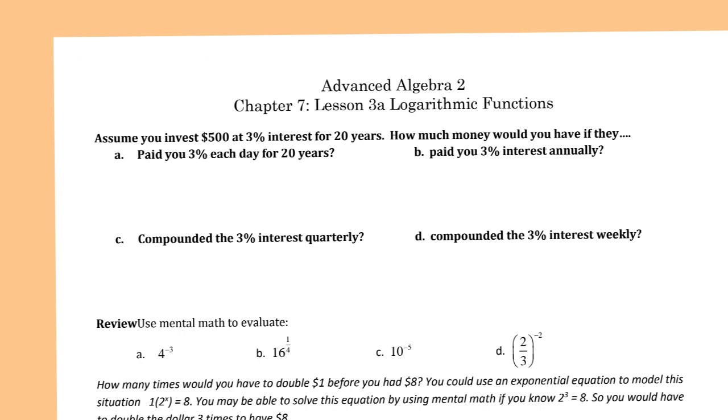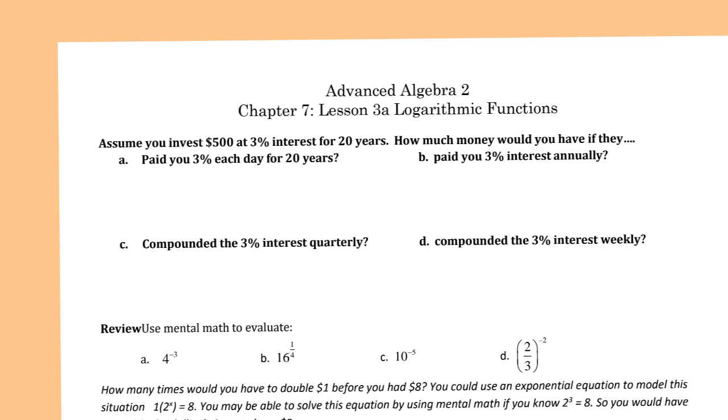Remember when we wrote some functions, say, okay, how much money would you have if you invested $500 at 3% interest for 20 years. And normally you'd put a 20 here, right? And that would be if you got paid 3% every year for 20 years. However, it says 3% each day. And so that's when we say, okay, well, it's for 20 years, but every day for 20 years. And so that'd be 365.